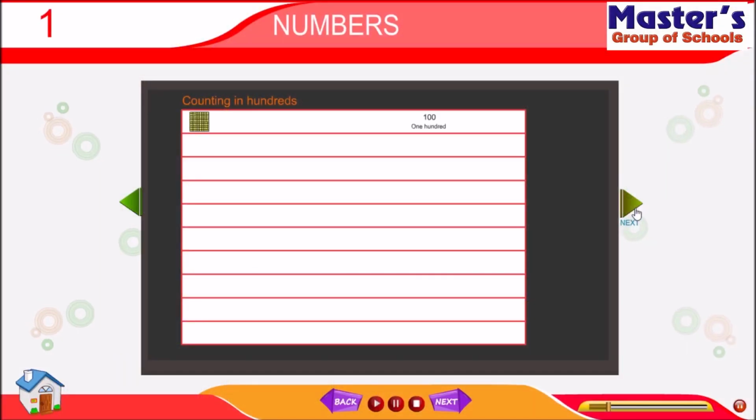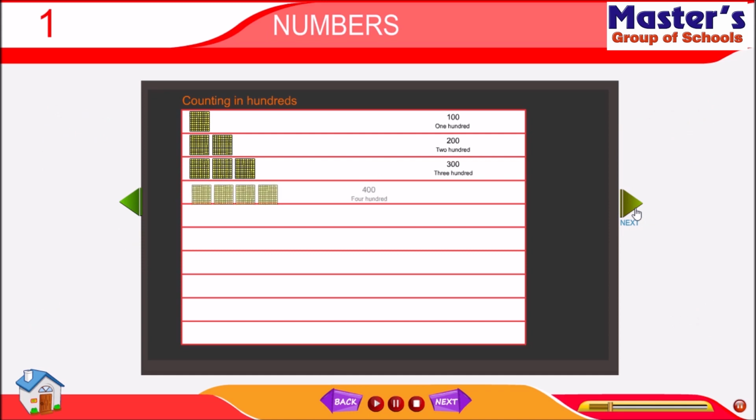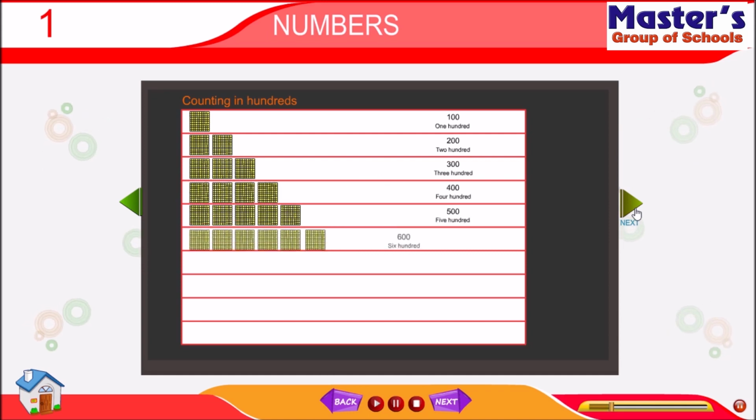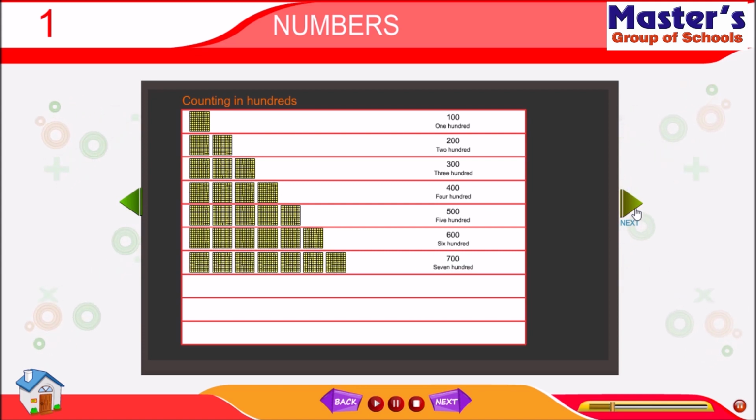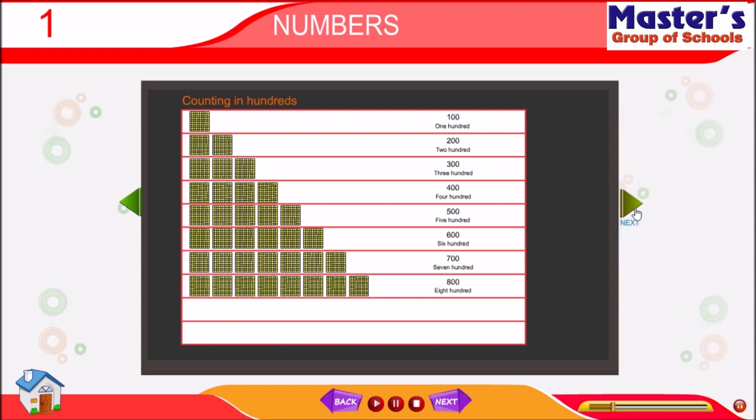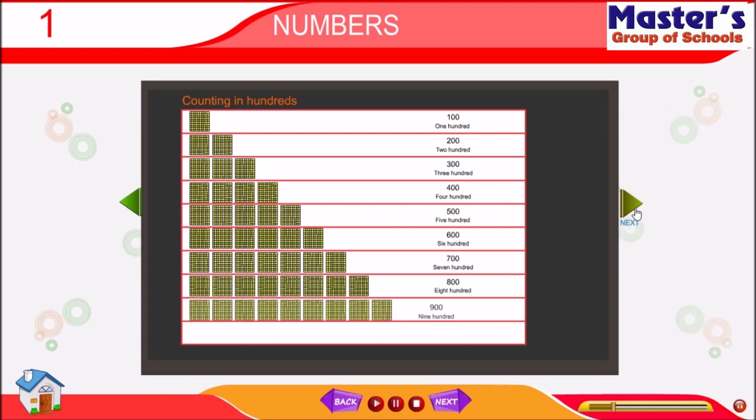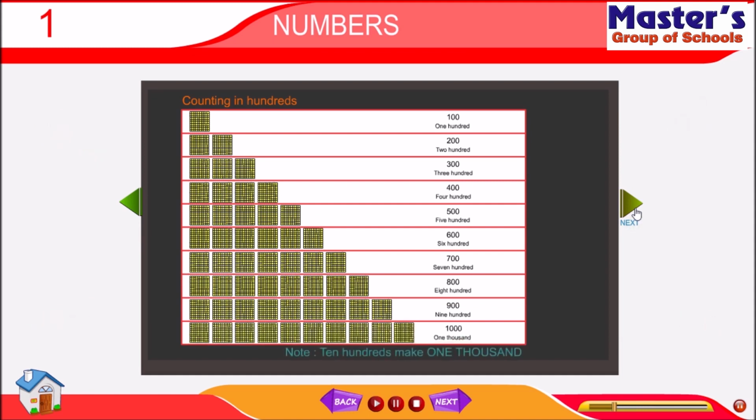So one sheet represents 100, two sheets represents 200, three sheets represents 300, four sheets represents 400, five sheets represents 500, six sheets represents 600, and seven sheets represents 700, eight sheets represents 800, nine sheets represents 900, and 10 sheets represents 1000. That means 1000 makes 1000.